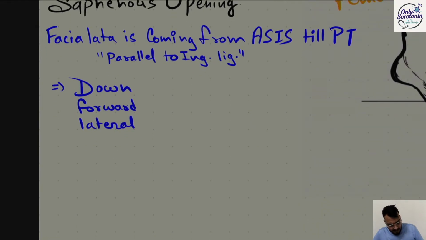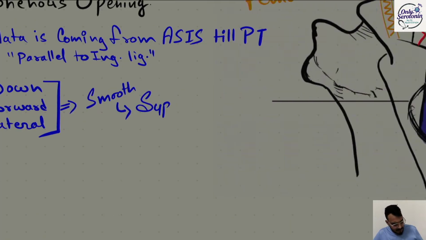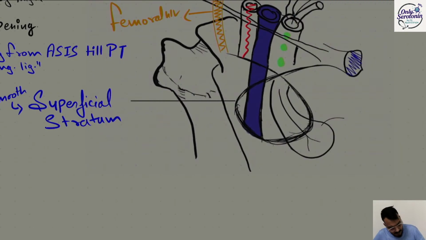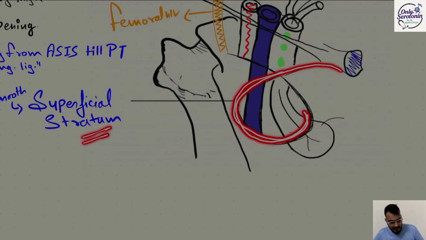This down, forward, and lateral movement of the fascia lata, here this fascia lata will be smooth. Okay, and this smooth fascia lata is known as superficial stratum. Can you appreciate here, guys? So from pubic tubercle, fascia lata is going down, forward, and the lateral side. And this down, forward, and lateral side, it is smooth surface. And this is my superficial stratum.